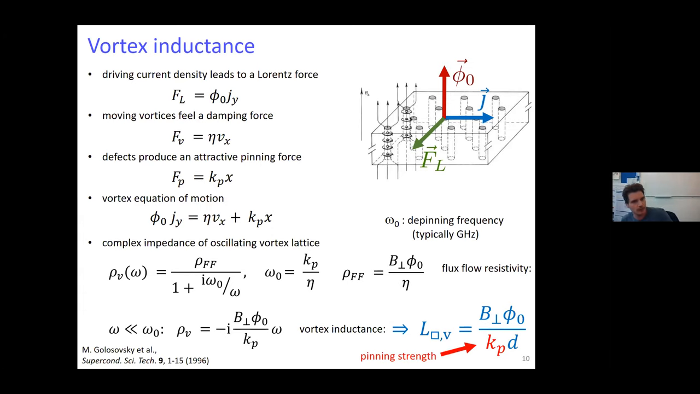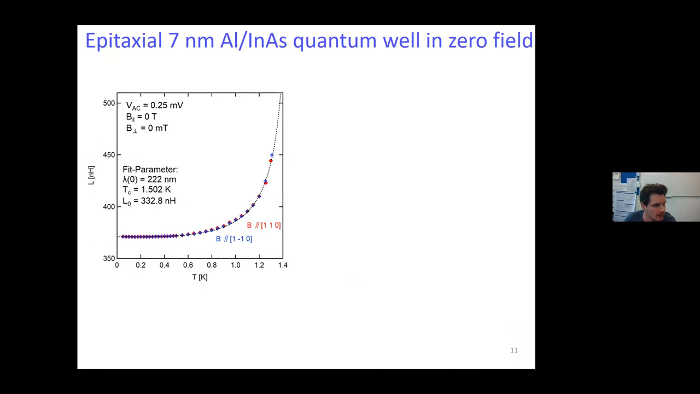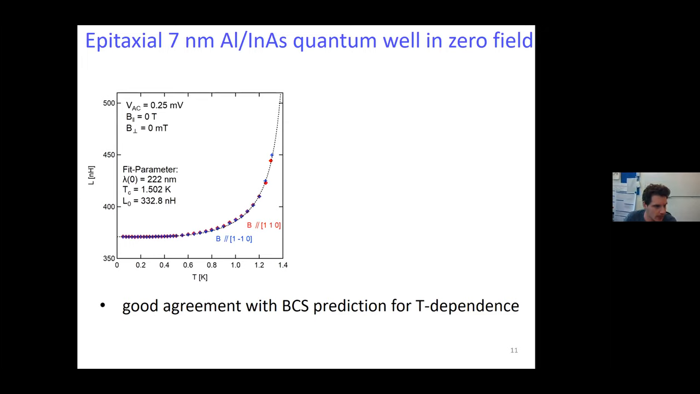So now that we know what the inductive response looks like in an innocent conventional S-wave superconductor, let's go to the heterostructure. So we did the same thing again. We cooled it down and measured the temperature dependence of the total inductance. And what we saw is that we again saw a good agreement with the BCS formula.